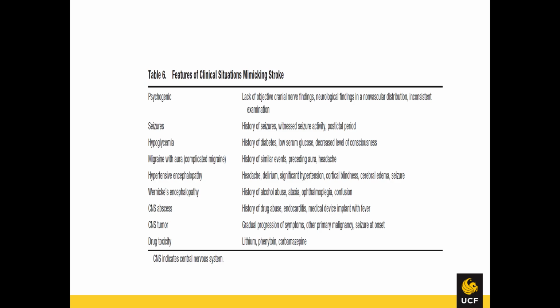Non-vascular distribution of neurologic findings and a very inconsistent exam. This could be psychogenic. Seizure disorder. Do they have a history of seizure, or was there a witness seizure activity or postictal period? Hypoglycemia. Do they have a history of diabetes, insulin use, insulin misuse, a low serum glucose, decreased level of consciousness?